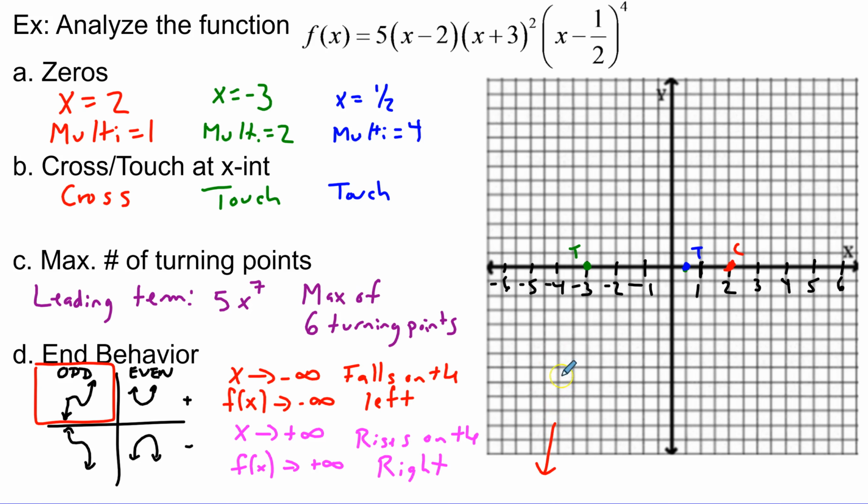It has to come up then to touch my x-axis at -3. Since it is a touch behavior, it's going to come back down. And at some point, it's going to have to turn around. So we're definitely going to have a turning point to come up and touch again at 1/2. So it's going to turn around again and have to turn again to come back up and cross through at 2, and then have the final end behavior of rising on the right.